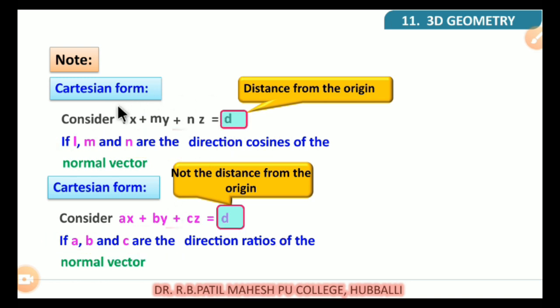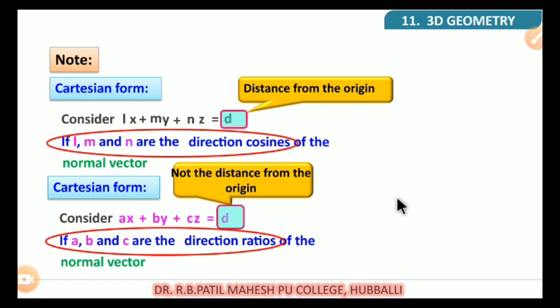Whenever this form is given, meaning L, M, N are the direction cosines given with this equation of the plane, then this d becomes the distance of the plane from the origin. But if A, B, C direction ratios are given, then in this case d is not the distance of the plane from the origin.